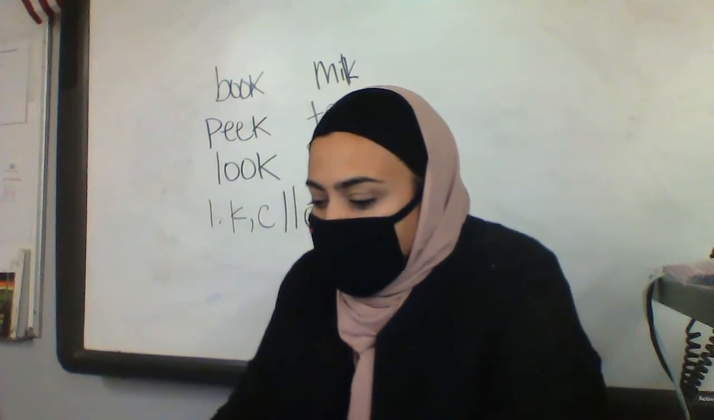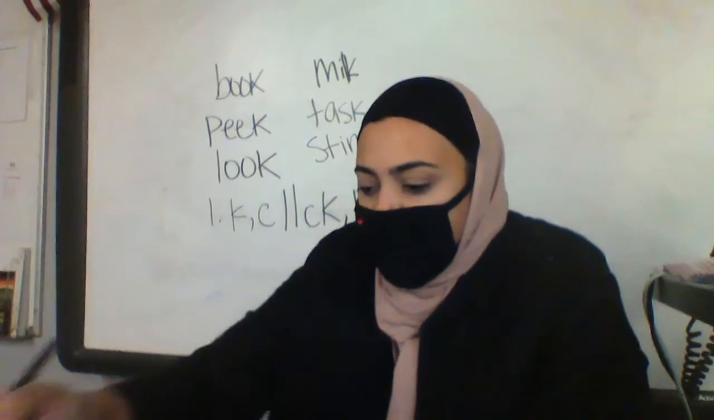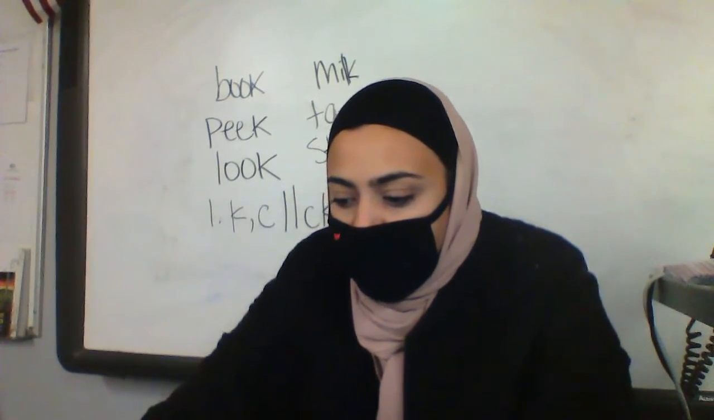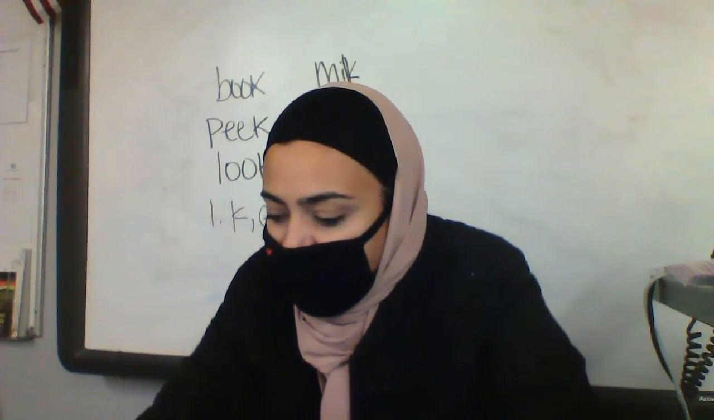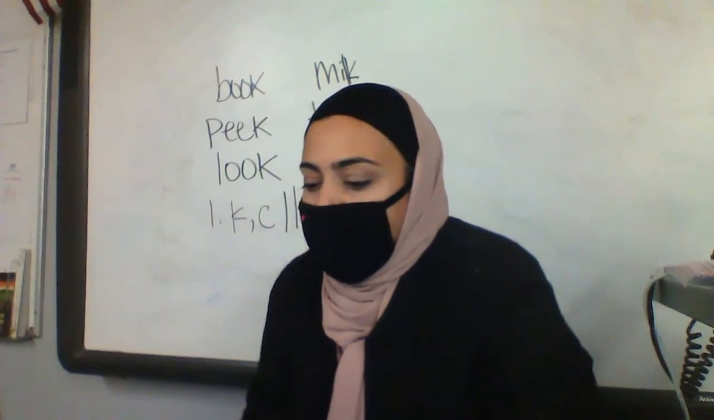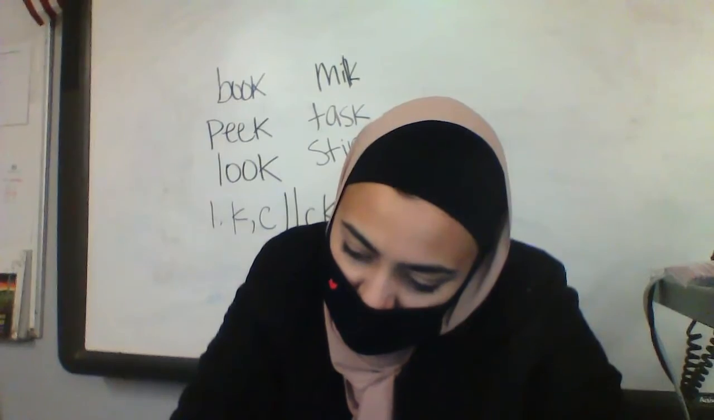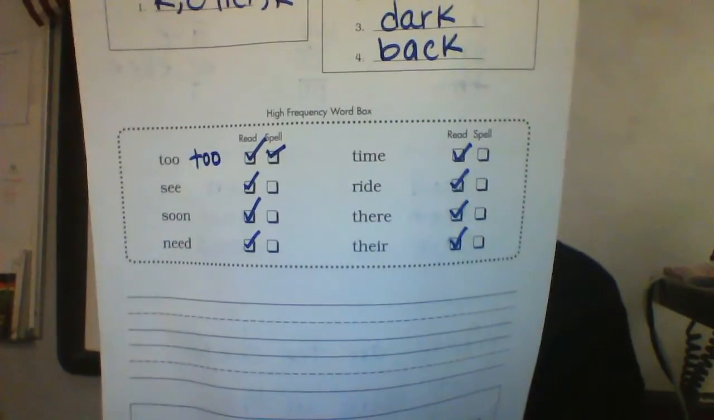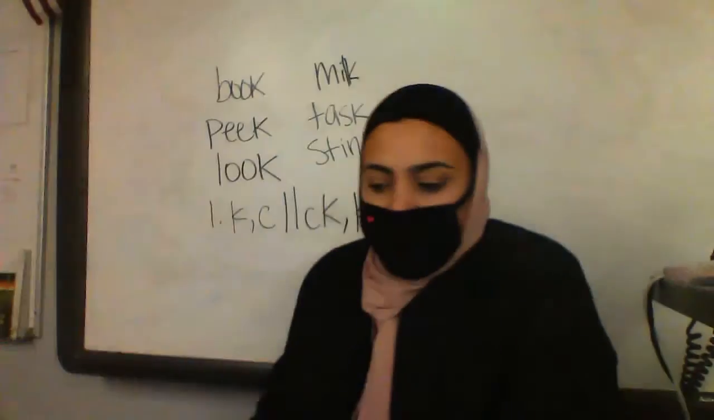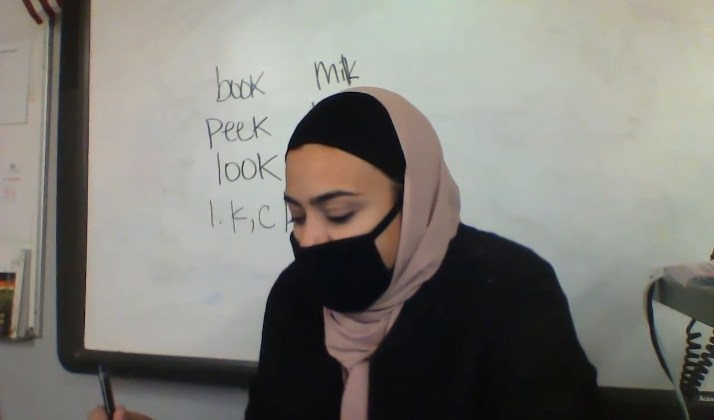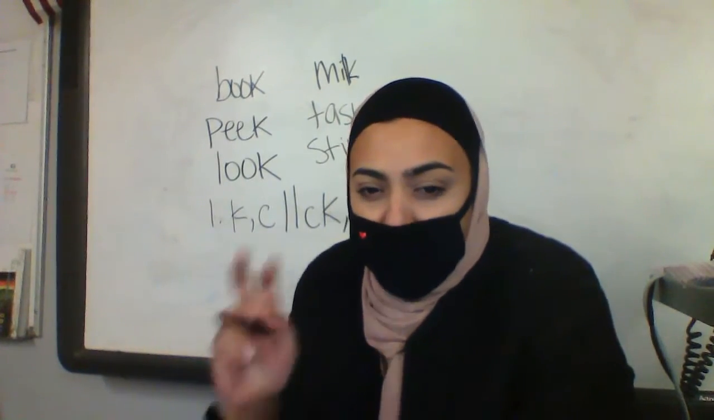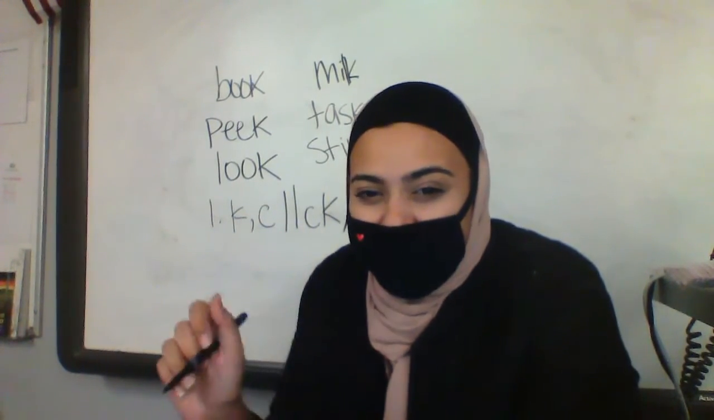Let's read these words together, the high frequency words in this box. As we read, I want you to check the box that says read. Let's read. 1, 2, 3. To, see, soon, need, time, ride, there. Very good. Now write the word next to it one time, and then check off the spell box. Do it for all of them, okay? When you are done, you're going to write 2 sentences. Each sentence needs to have one of these high frequency words, so use 2 different words, one in each sentence.